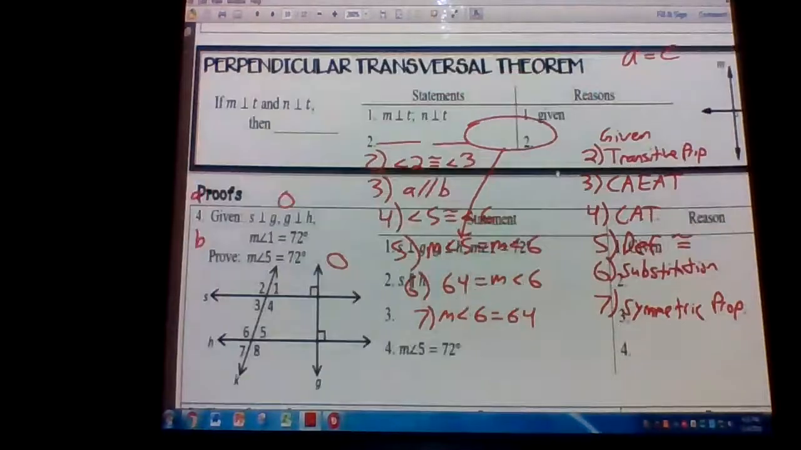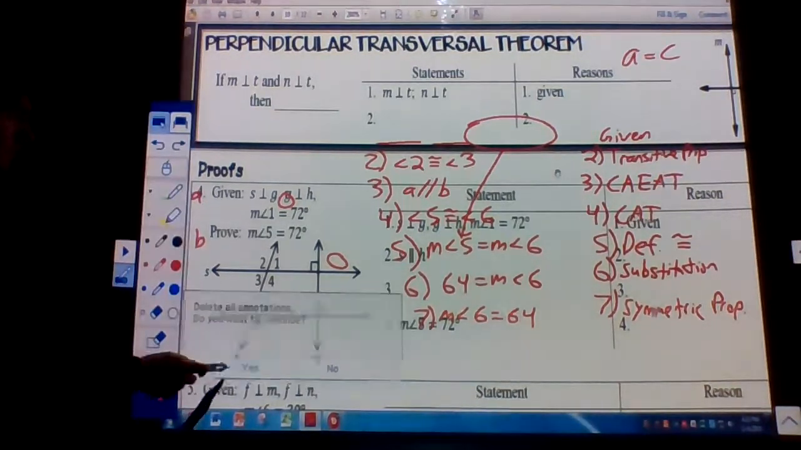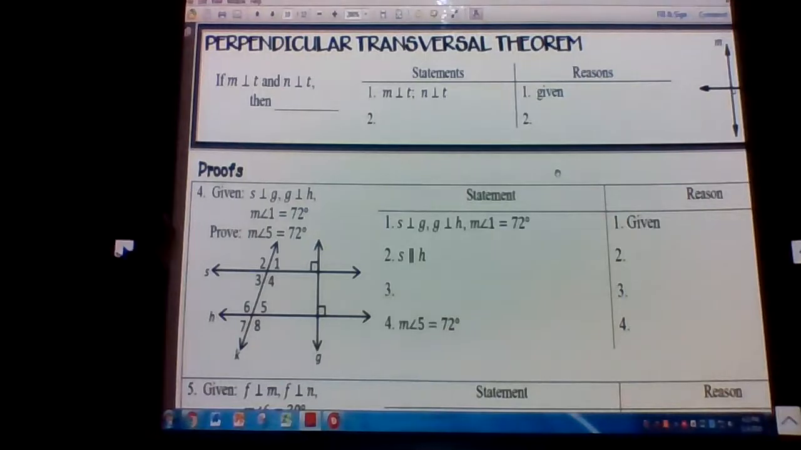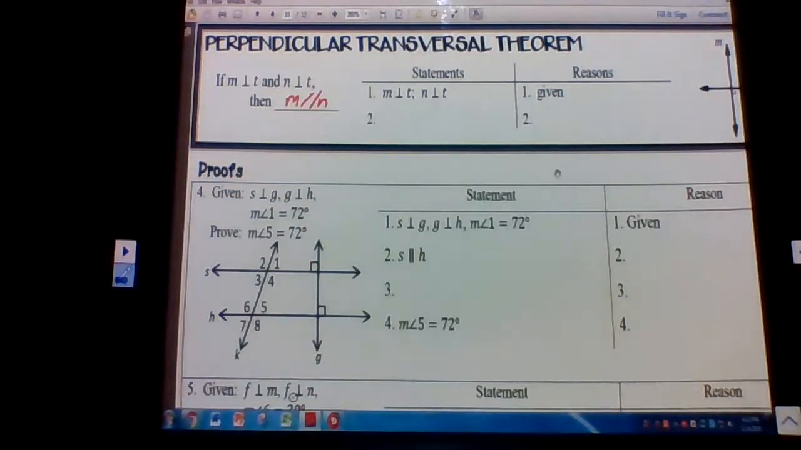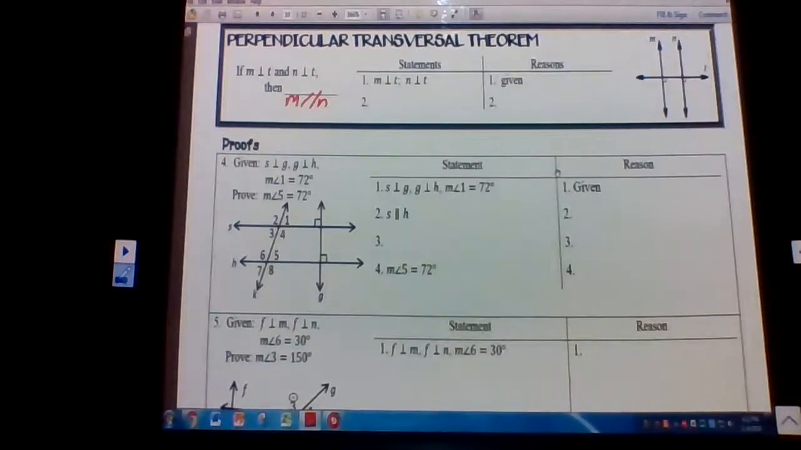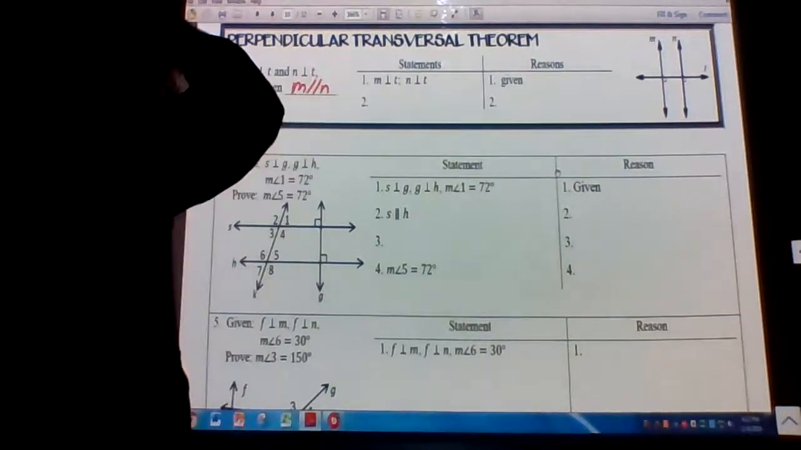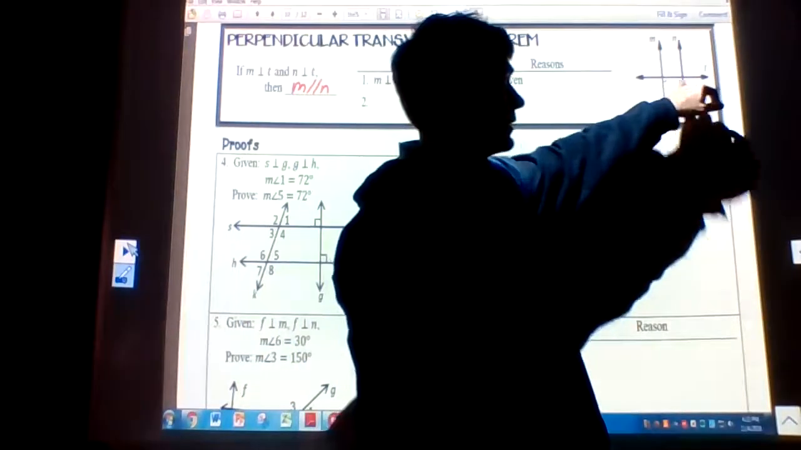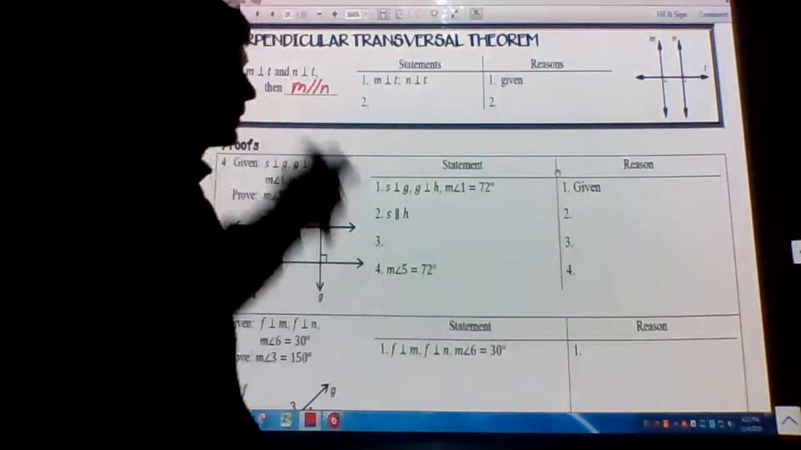And then we come down to our last theorem on here. That says if M is perpendicular to T and N is perpendicular to T, then lines M and N will be parallel. So basically we're saying here, we have two sets of perpendicular lines. That two lines are perpendicular with T. That means they're all going to be right angles.